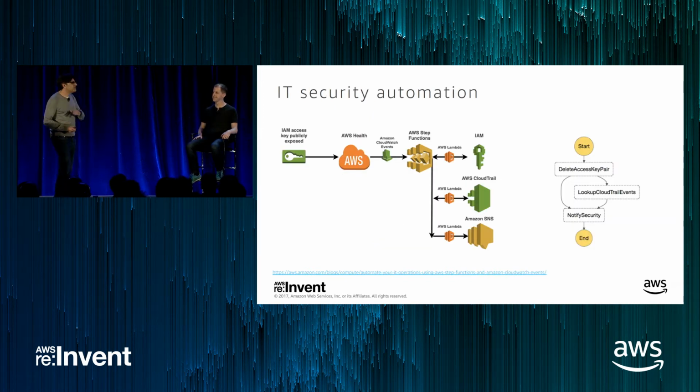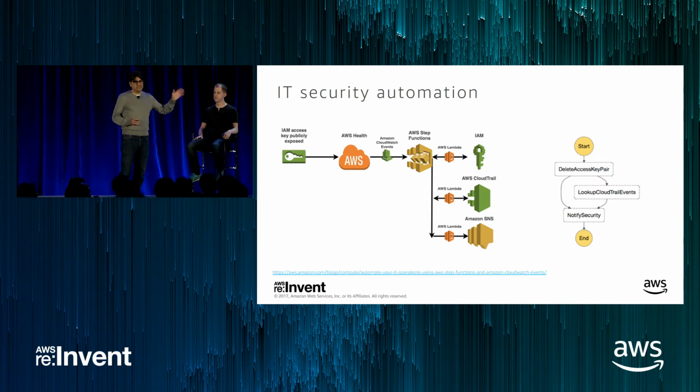And now here's an example of a task you never want to run. This workflow automates the response to an accidental exposure of your IAM keys. So AWS Health is a service that monitors things like GitHub to see if somebody's accidentally put your IAM keys. And if it has, it sends an event. In this case, it triggers a workflow that does three things. First, it quickly says, delete that key pair, it's been exposed, it's compromised.